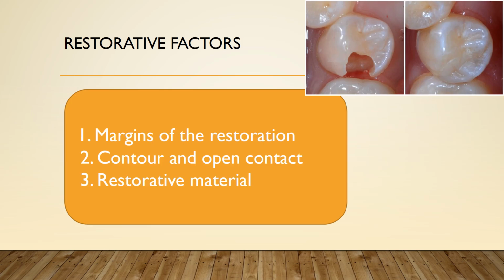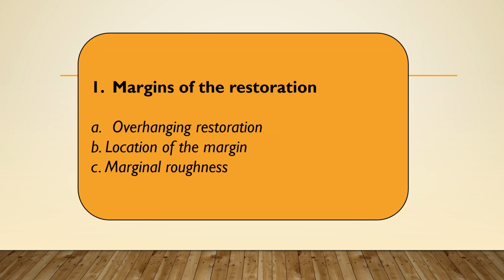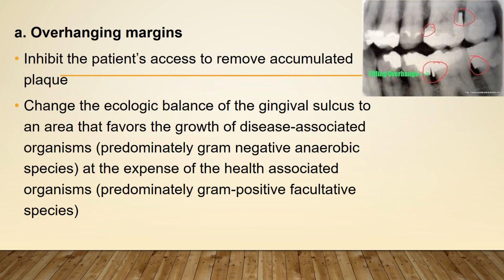So coming to the details of each, the first one is restorative factors. Under that we have margins of the restoration, contour and open contact, and restorative material. Under margins of restoration, we have overhanging restoration, location of the margin, and marginal roughness. Overhanging margins, as you all know, always inhibit the patient's access to remove accumulated plaque.